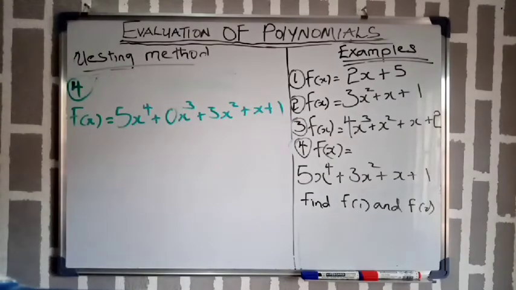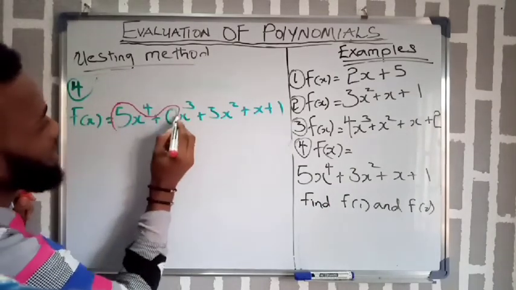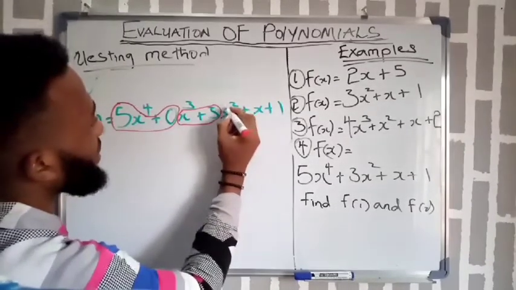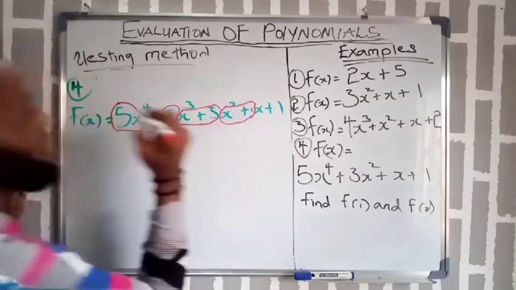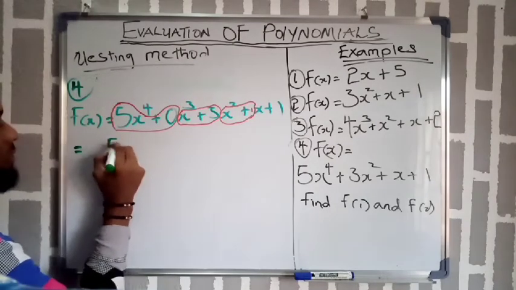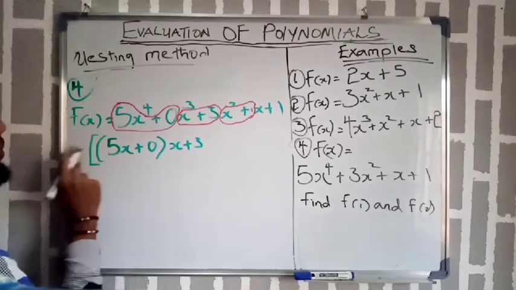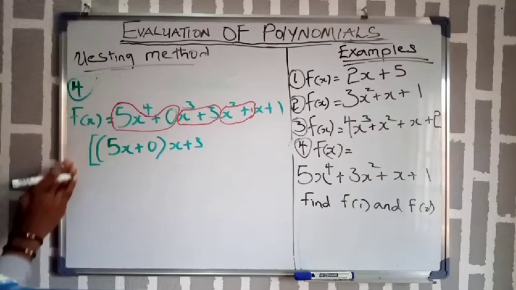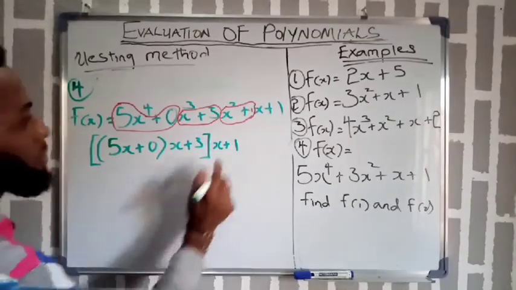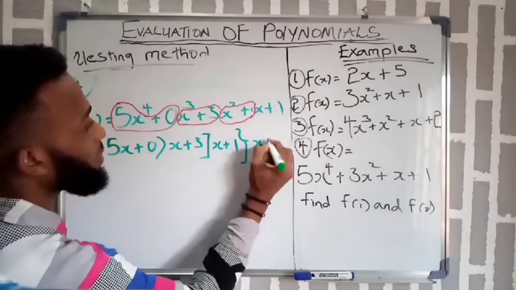We're solving this with nested method. With nested method, according to what I told you, you do it this way. You pick 5x, then this, you write it, then you pick just this, then you neglect the powers. That's how to solve nested method. This is x, you pick the invisible one, which is here, and you pick x plus 1. As simple as that. So this becomes 5x plus 0, then x plus 3, x plus 3, then x plus 1, then x plus 1 again.